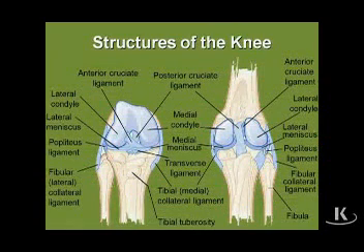Because of the fusion of the medial meniscus and the medial collateral ligament, the medial meniscus is not able to move around inside the joint. It's pinned in place by its fusion with the medial collateral ligament. In contrast, the lateral meniscus is much more mobile and can slide around inside the joint. And it's for that reason that tears of the medial meniscus are much more common than tears of the lateral meniscus.